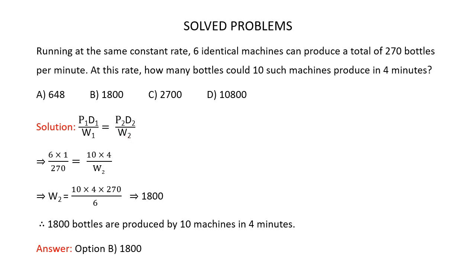Now substituting all these values in the formula here, we get 6 multiplied by 1 divided by 270 is equal to 10 multiplied by 4 divided by W2. On cross multiplication, we get W2 is equal to 10 multiplied by 4 multiplied by 270 divided by 6. On solving this, we get W2 as 1800. So 1800 bottles are produced by 10 machines in 4 minutes. The correct answer is option B, 1800.